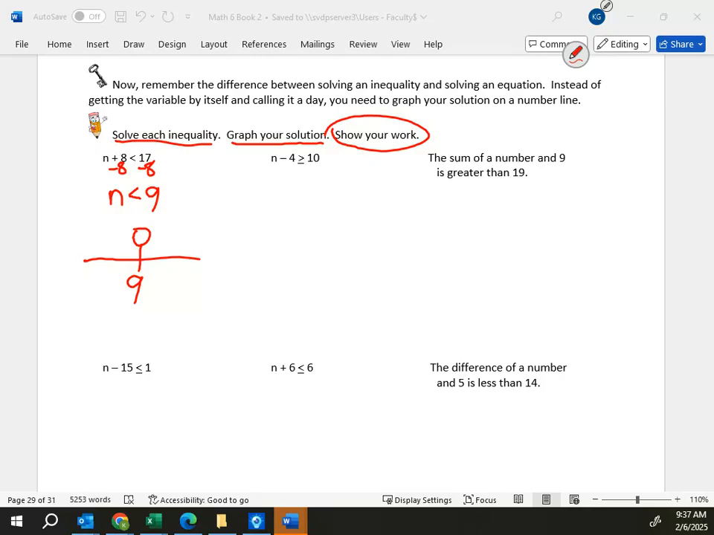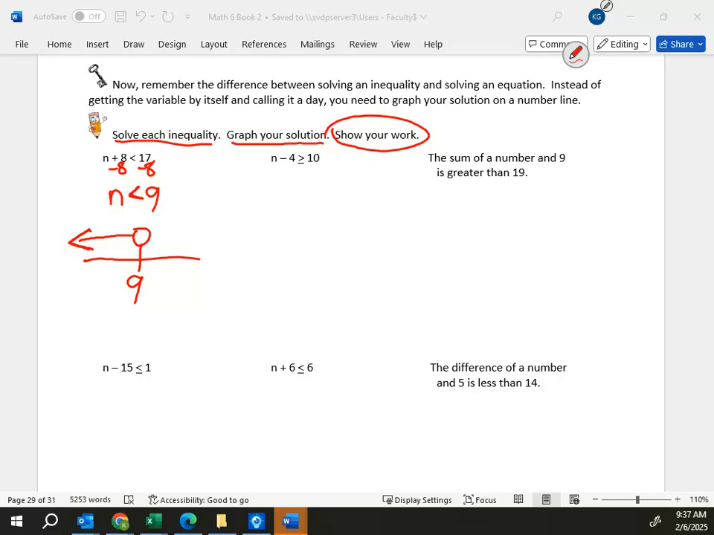What's my third step, Jack? Add an arrow to the left. Yeah, I'm going to put my arrow. And because I want numbers less than 9, I'm going to the left. And we can see that less than is pointing to the left. So I want all those numbers that are less than 9.